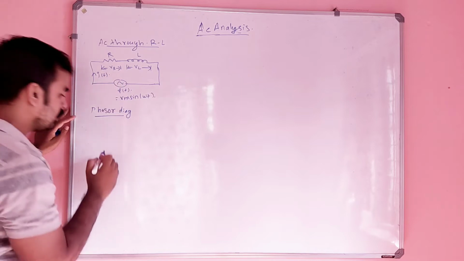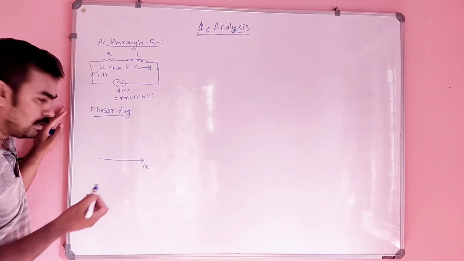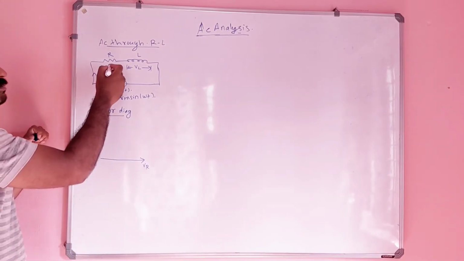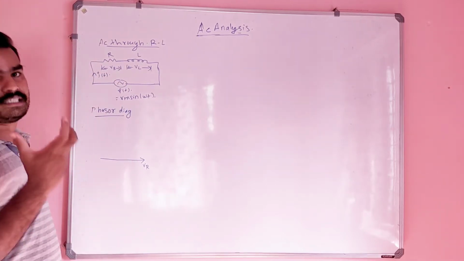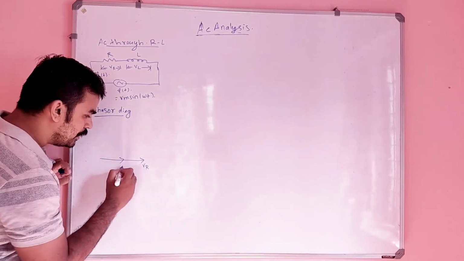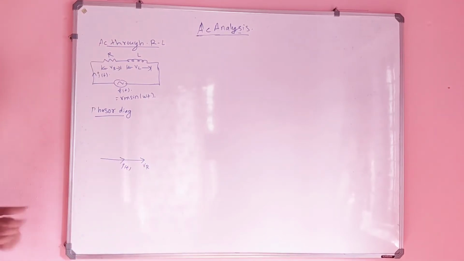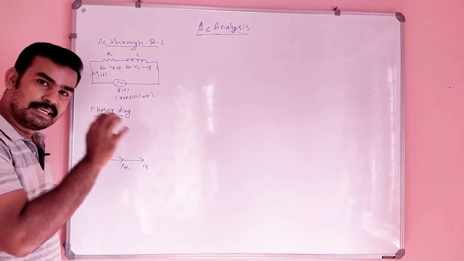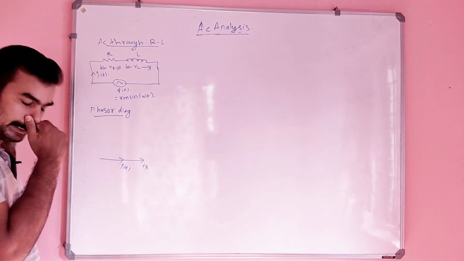Suppose this is VR. I am taking this VR as reference, and we know that in a resistive circuit, the nature of the resistance is such that it always draws a current I of t which is in phase with the voltage, right? In the last session, we already discussed that in a pure resistive circuit V and I are in phase. So VR and I of t are in phase.